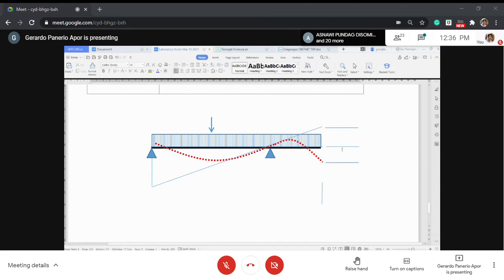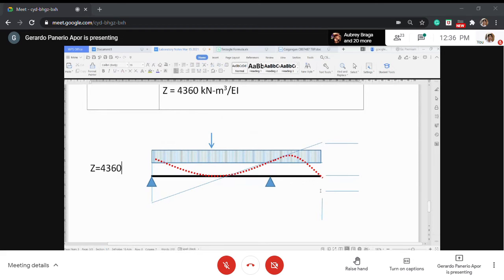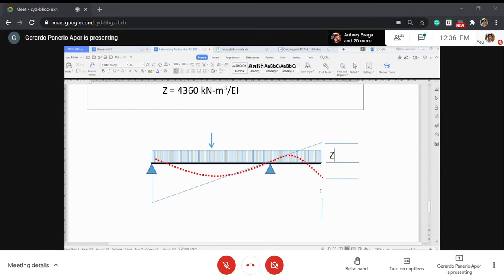Okay. So from this is what we call the Z. The value of Z is equal to 4360. We are looking for this, Y sub C.